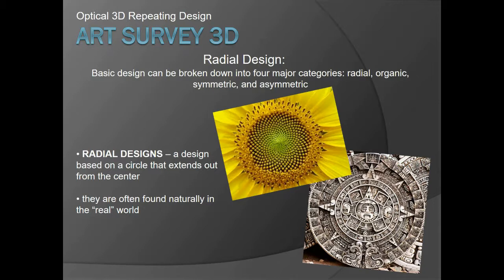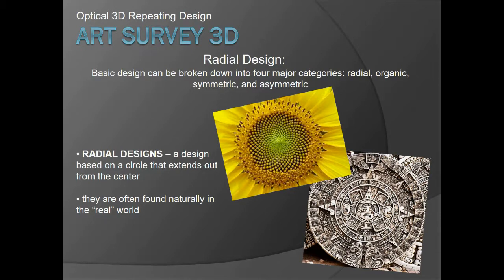So radial design is one of those 4 major categories of design. Radial designs are designs that are based on a circle that extends or branches out from the center. So if you can think of a circle having a point in the middle and then things growing out from that. So they're often found in nature or in the real world. If you think of a flower, it has a center, and then the petals branch or extend out from that center, just like in the example shown.